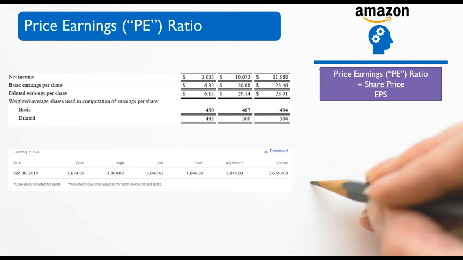There are different types of PE ratios, and in this lecture, we'll calculate a PE ratio based at a point in time at year end, as well as the trailing PE, or trailing 12 months. So how is this ratio calculated? The price-earnings ratio is simply calculated by taking the company's share price and dividing it by its earnings per share.